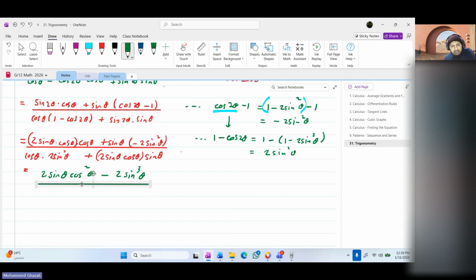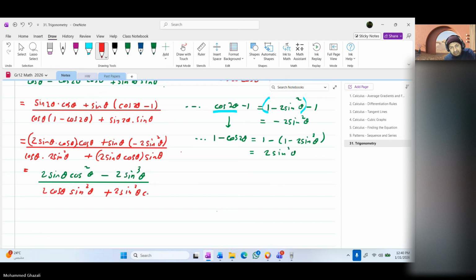I want to see if we can do something else with those sine terms. If we took 2 sine theta as a common factor, we would have had cos squared minus sine squared. Anyways, it's fine, let's continue here. The denominator is 2 cos theta sine squared theta, plus 2 sine squared theta cos theta.